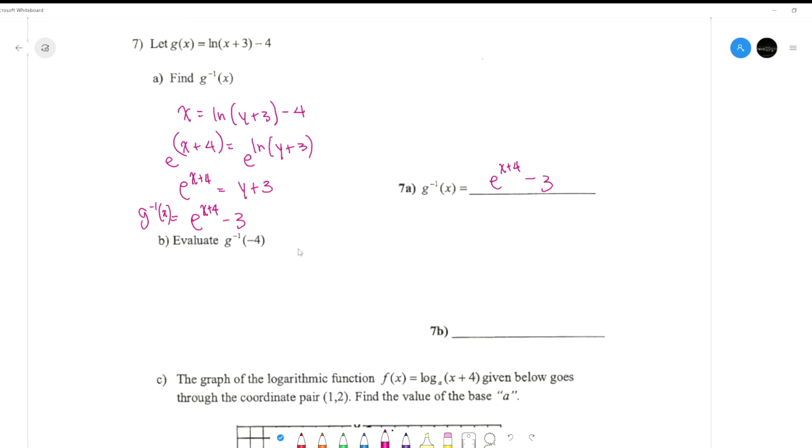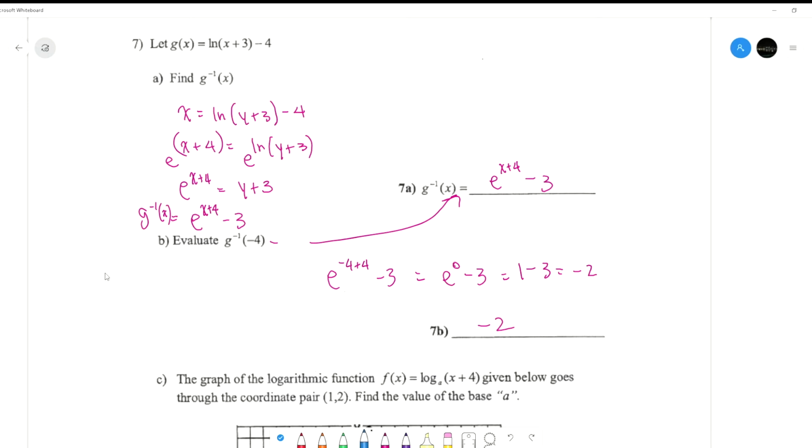For part B, we just simply substitute negative 4 into our inverse function right there. So you could do e to the negative 4 plus 4 minus 3. So that's e to the 0 minus 3, which is 1 minus 3, is equal to negative 2. Okay? Now, there is another way to solve this. I don't know if you know, right? You know how g inverse of negative 4 means, for the original g function, it's equal to y. That's y is equal to negative 4.